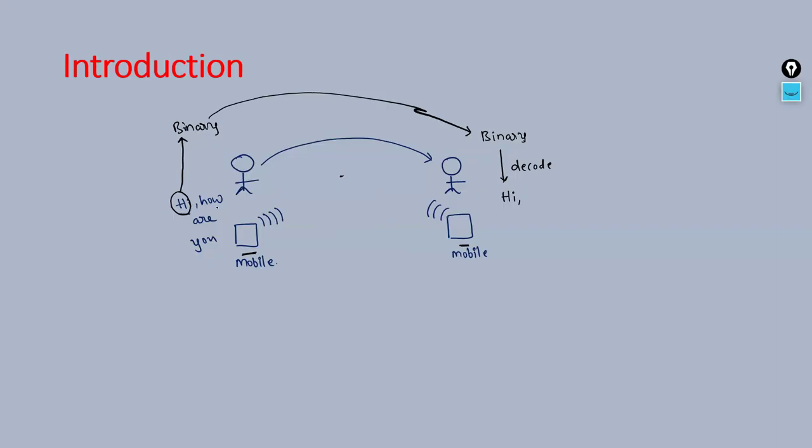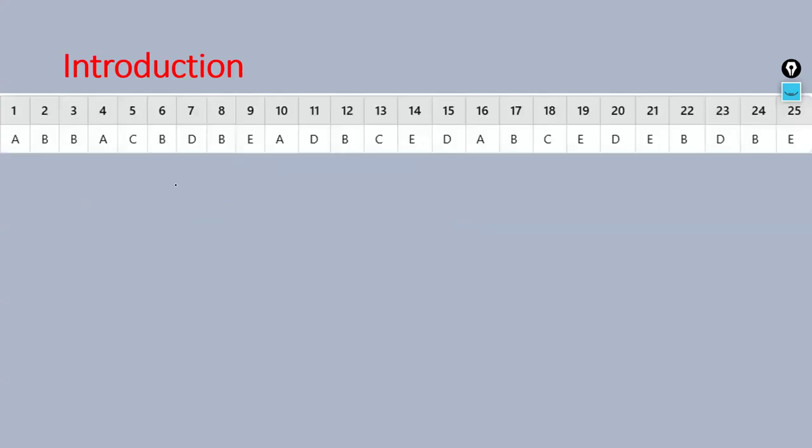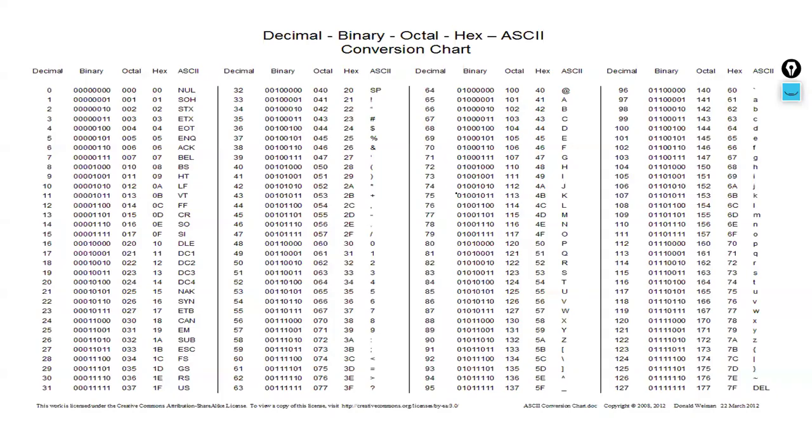Now, how is this binary format created? By using ASCII, the American Standard Code for Information Interchange. This ASCII is a table which contains a unique representation of each character. I will show that one. This is an ASCII table. Here, this last column is the ASCII character.